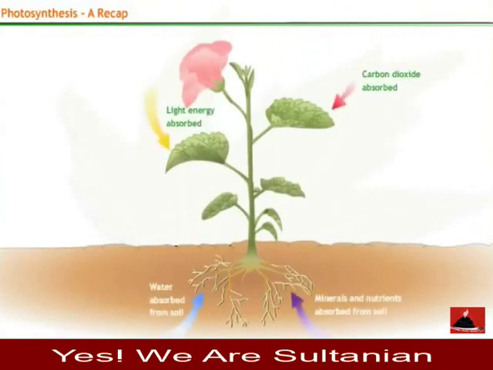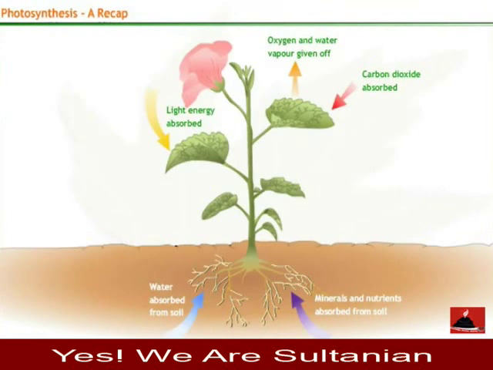Plants are called autotrophs as they make their own food. They convert sunlight, carbon dioxide, and water into glucose, their food. This process is known as photosynthesis. We can summarize the process by the equations shown here.